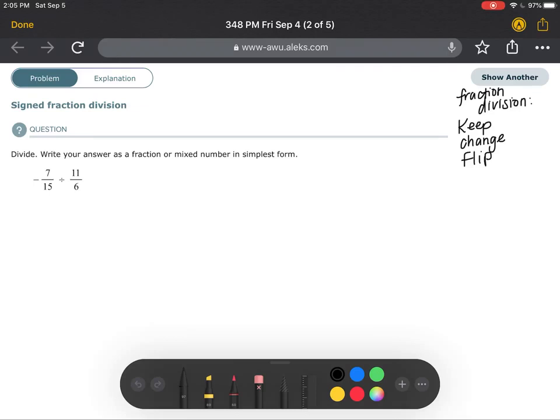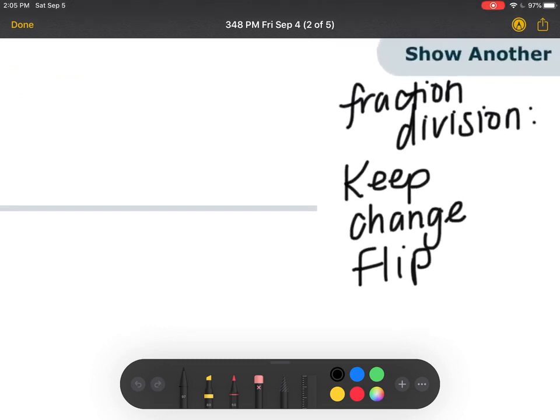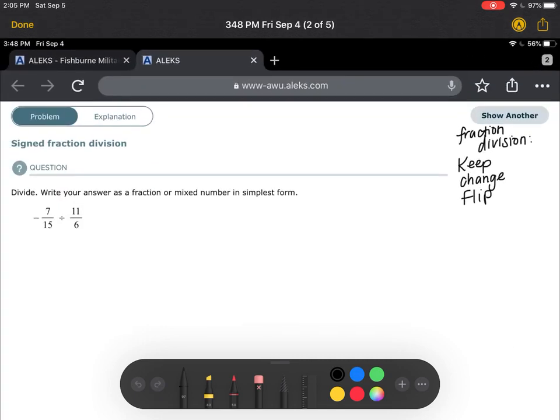Okay guys, so this video is going to help you to know how to do sign fraction division. Just as a review, when you do fraction division, you're going to do keep, change, flip. Sometimes you guys remember this as KCF. So I'm going to go over that as we start this question.